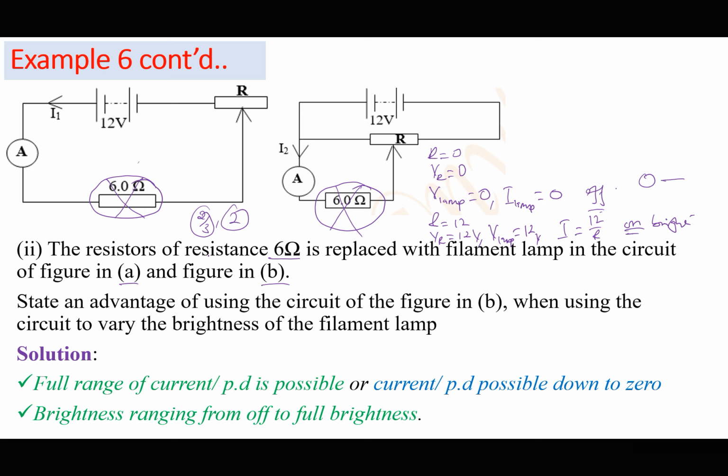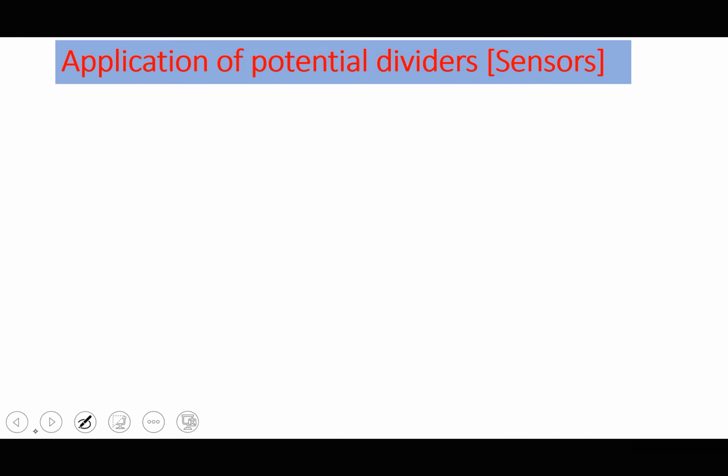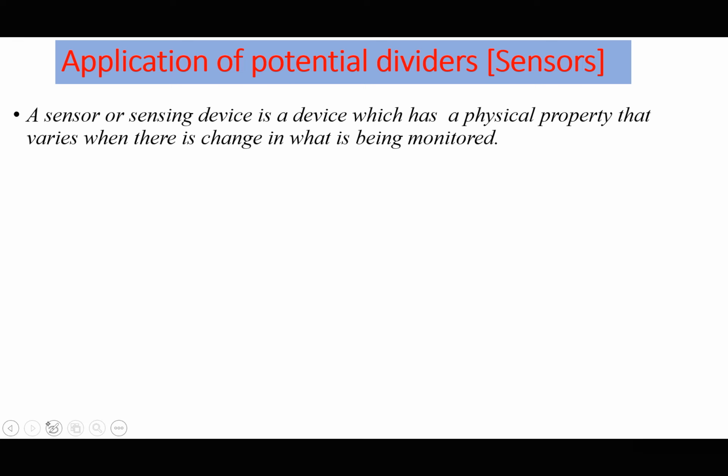Okay, I think we should now talk about sensors. Let's talk about sensors. We have application of potential dividers, that is, in sensors. So a sensor or sensing device is a device which has a physical property that varies when there is change in whatever is being monitored. That is going to act as a sensor.